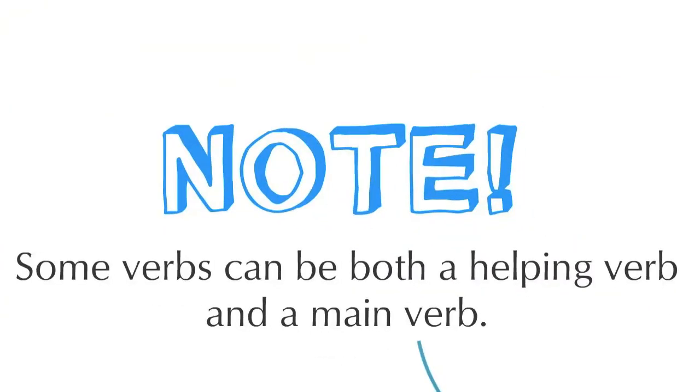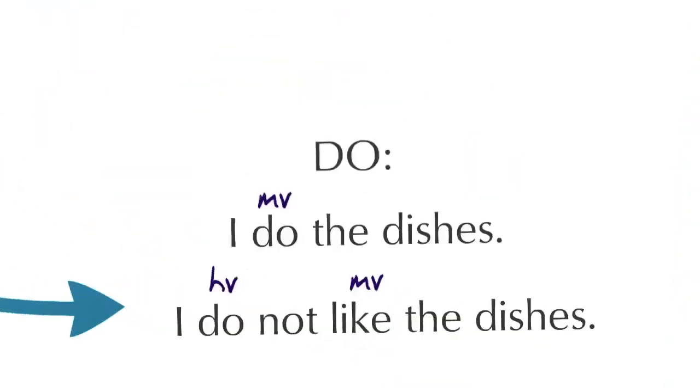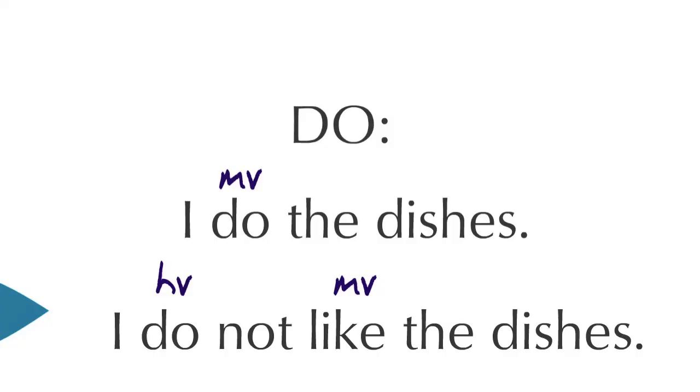It is also important to note that some verbs can be both a helping verb and a main verb. One example of this is the verb to do. In the first sentence, I do the dishes, the verb do is a main verb. In the second sentence, I do not like the dishes, the verb do is a helping verb. Some other examples of verbs that can be both a main verb and a helping verb are the verb to have and the verb to be.